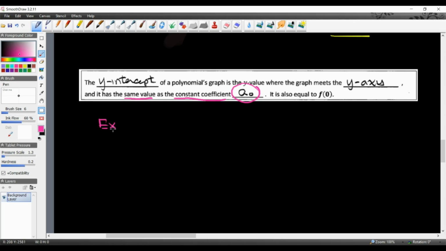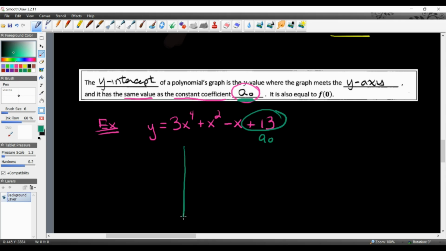So again, for example, I'm not going to do the whole thing here. I'm just going to make it up. Let's say we have 3x to the 4th power plus x squared minus x plus 13. I'm just, again, making these numbers up. In this case, our a sub 0 is going to be this positive 13 right here. So that means that on my graph, wherever 13 is located, let's say it's just up here somewhere, my graph is going to go through that point. And this is an even function, so it might look something like this, okay?